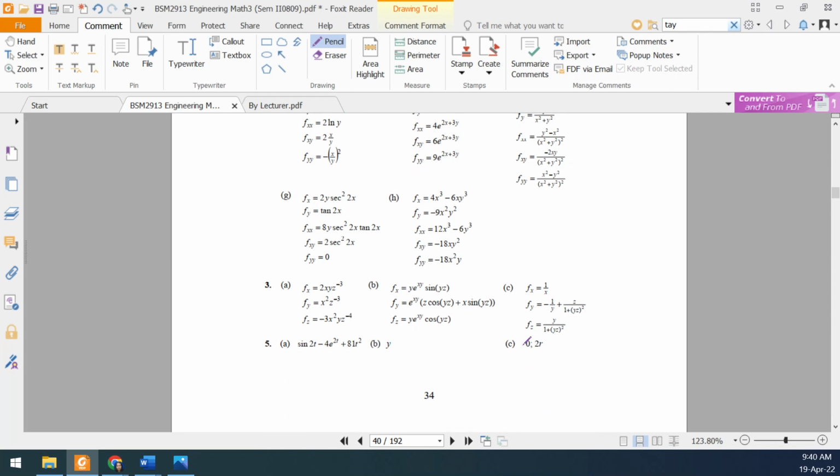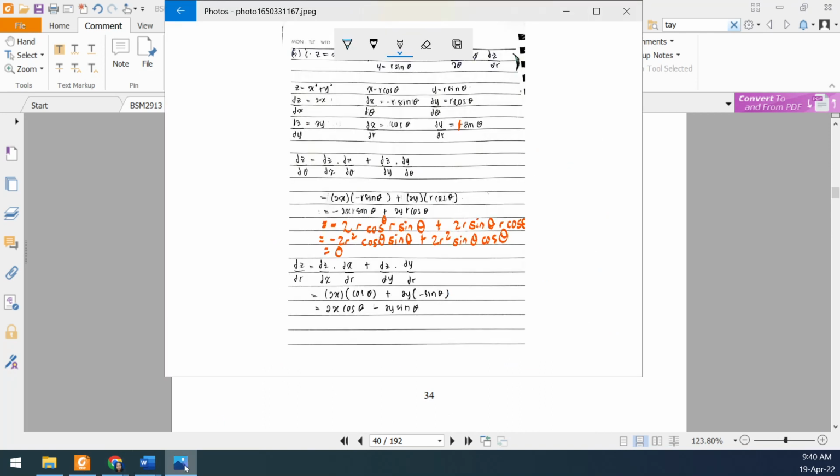Yeah. So del z del theta, you should get 0. Okay, so you got to substitute back. Then del z del r, del z del x. You have 2x del x del r, cos theta. This is positive. So substitute back, x is r cos theta. So we have cos theta.